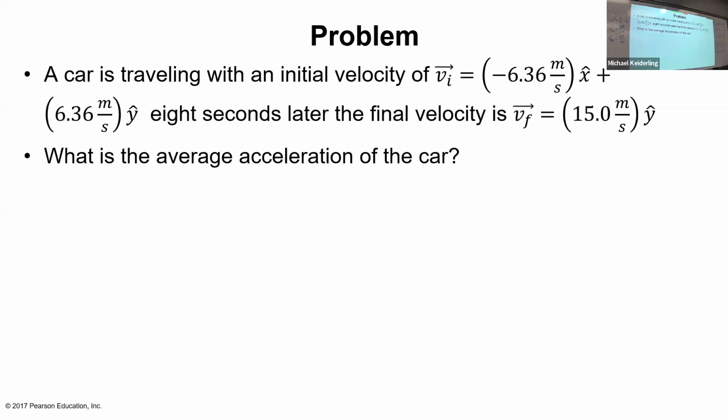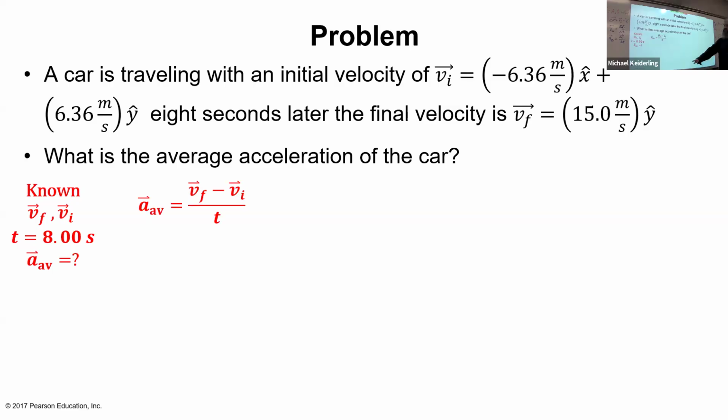So. What we know: final velocity and initial velocity. We know time is 8 seconds. We're trying to find average acceleration. So average acceleration is final velocity minus initial velocity over time.